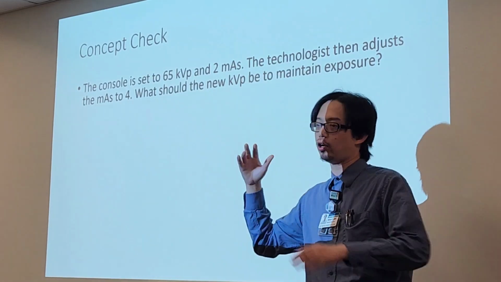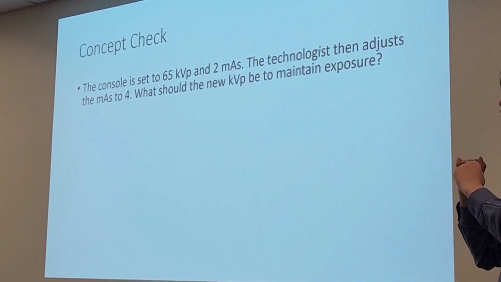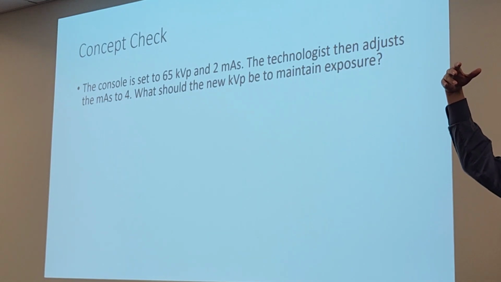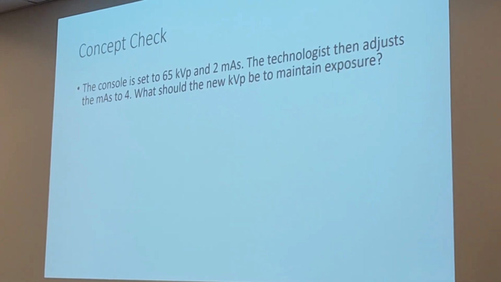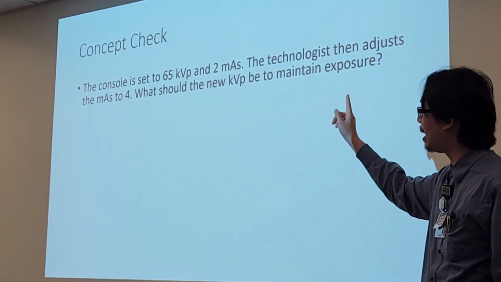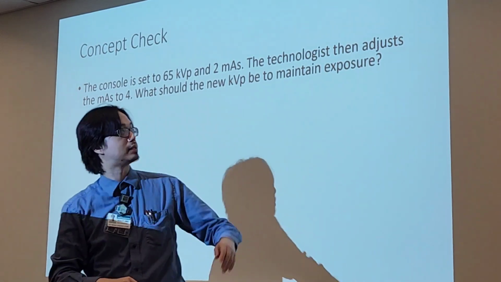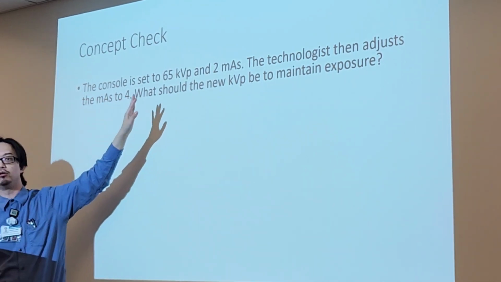Now, instead of changing kVp to create a change in exposure, I'm going to change kVp, but I do not want to change exposure. If I increase my kVp, my exposure normally goes up, but I don't want that. I want my exposure to stay the same. So I'm trying to maintain exposure, and now I am adjusting both kVp and mAs. This is one additional step to what you just saw. Console is set to 65 kVp and 2 mAs. Technologist adjusts the mAs to 4. What should the new kVp be?